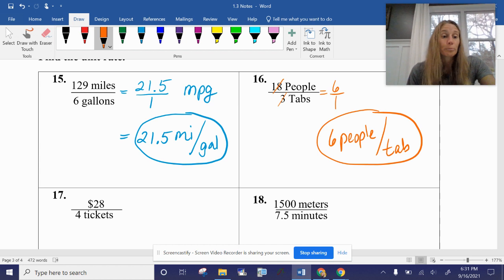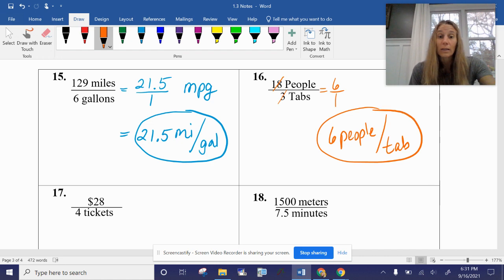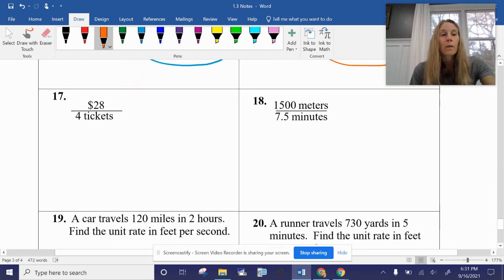That makes sense too. But if you divided it backwards, let's say on number 16, you would have had 0.3 repeating people per tab. That wouldn't make any sense. You can't have 0.3 people on a tab. So always look at your answer and see if it makes sense, because a lot of times you can catch a silly calculator error by doing that.